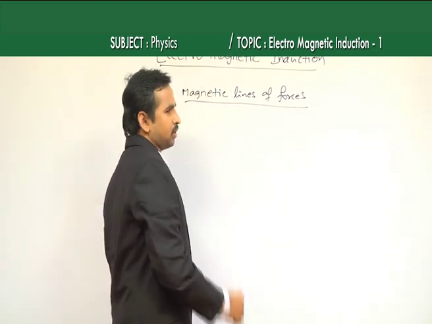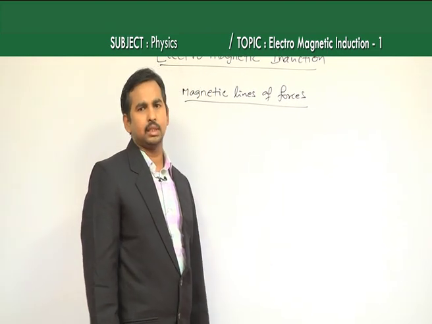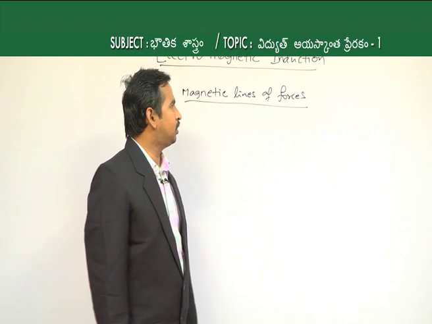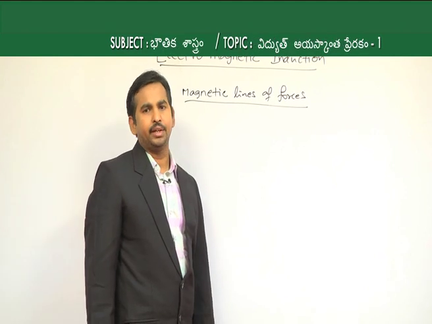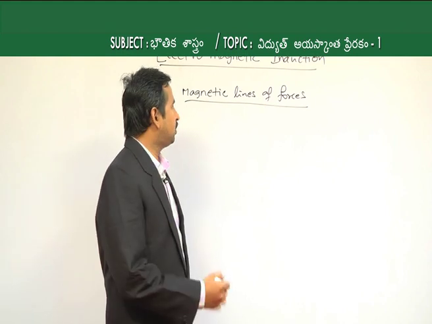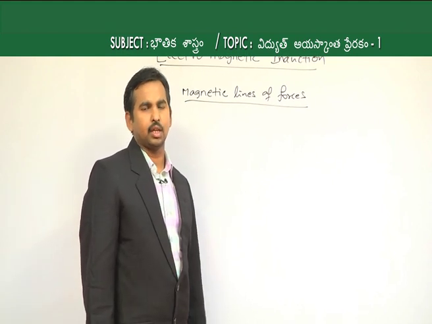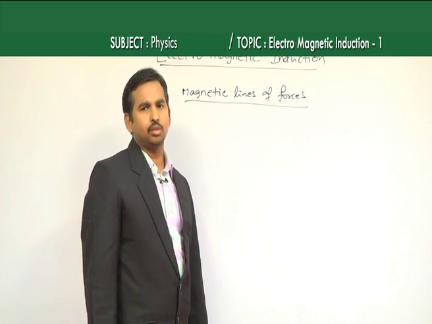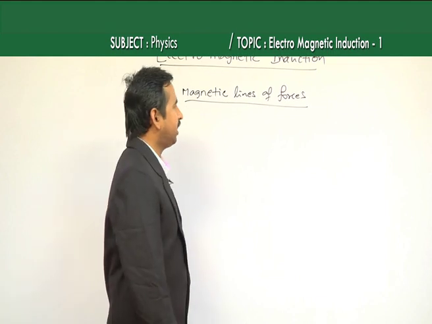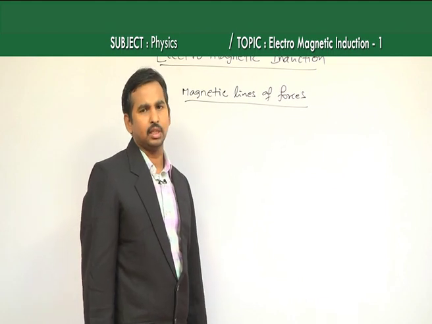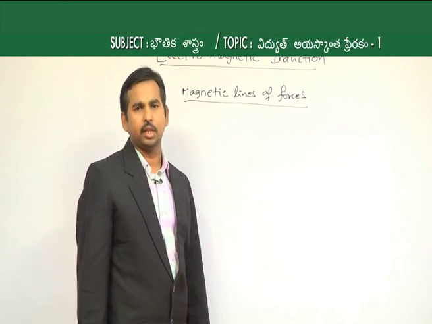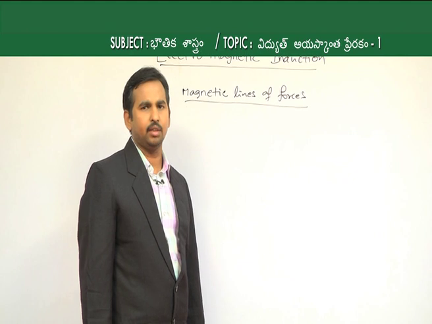Magnetic lines of forces are nothing but imaginary curves in the magnetic field. These magnetic lines of forces give you the path followed by the north pole. They are imaginary lines or curves which give you the direction of the magnetic field at a point.